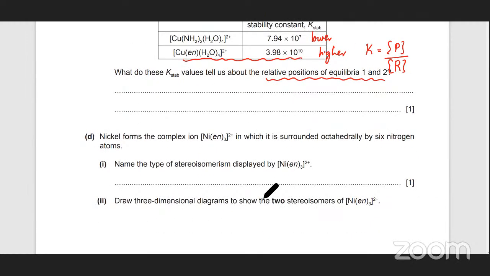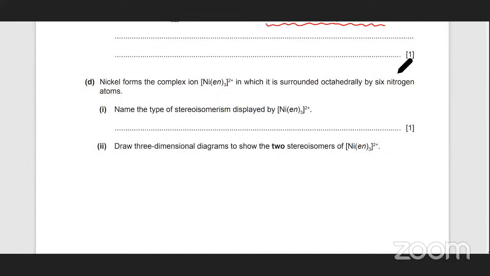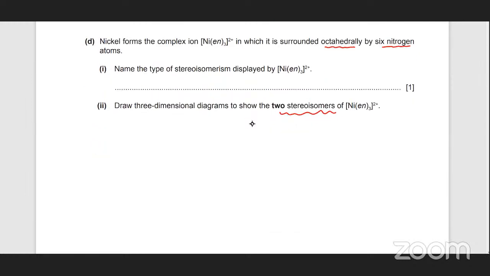Next is part D. Nickel forms the complex ion in which it is surrounded octahedrally by 6 nitrogen atoms. Name the type of stereoisomerism displayed by Ni(en)3. And you have to draw the two stereoisomers. Now, this is the one that you have to remember. What information he's told us is that it is octahedral and it's surrounded by 6 nitrogen. Although this is something that you have to remember because it's given in the syllabus as well. So you have to exactly remember this particular type of isomerism.